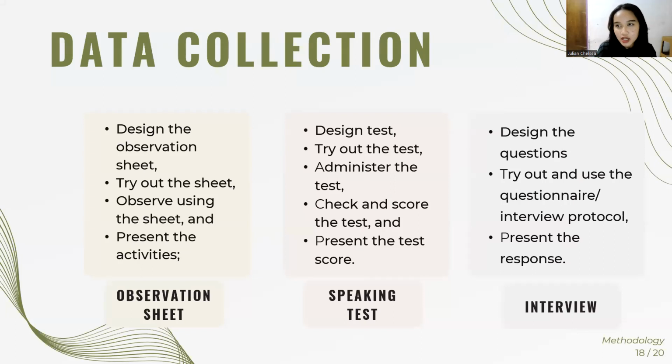And for the data collection, with the observation set, speaking test, and the interview, there are steps in making the instrument. The first, the observation sheet, I will make it by designing the observation sheet first, and then I will try out the sheet and observe using the sheet, and finally present the activities. And for the speaking test, I will first design the test, and I will try out the test, and I will administer the test, and then check and score the test and present the test score in this research report letter. And for the interview, I will first design the questions and then try out and use the questionnaire or in the interview protocol. And I will also present the response in this research report letter.